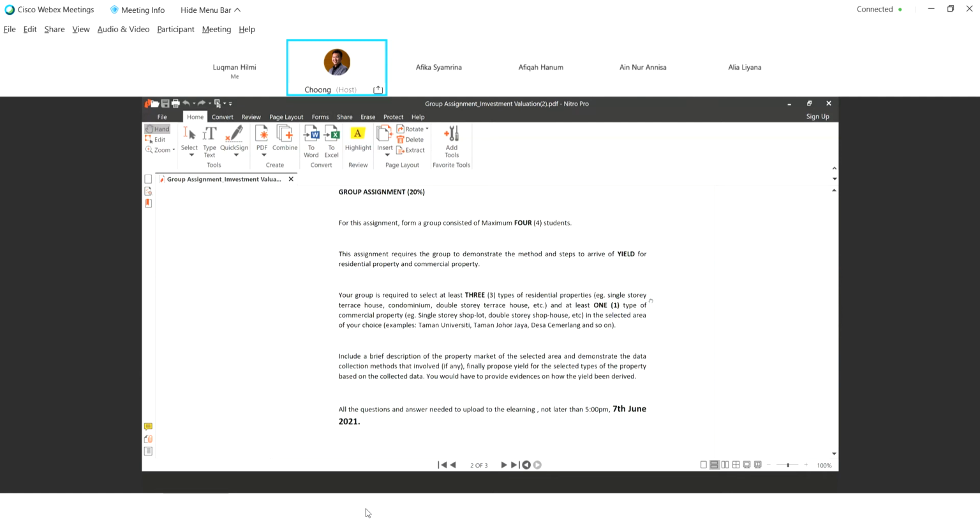So, you need 3 types of residential property dan juga 1 type of commercial property. 1 type of commercial property, any of them. Boleh buat single story pun boleh, double story shop house pun boleh, commercial lah, kedai lah. So maksudnya yang 2 tingkat pun boleh, 3 tingkat pun boleh, but they're supposedly more or less the same lah. So your tugas adalah cari 3 jenis residential property dan 1 jenis commercial property.